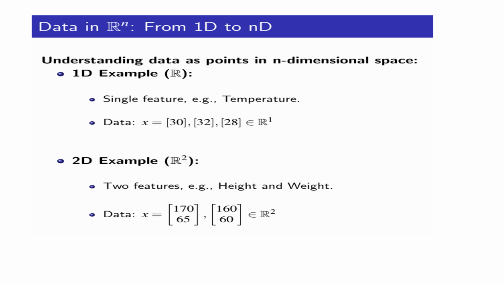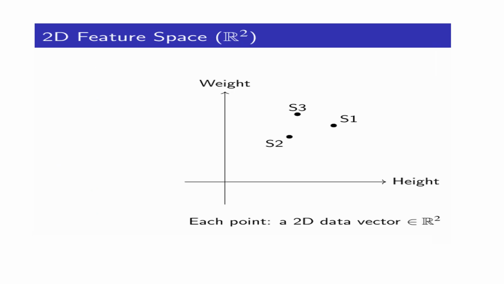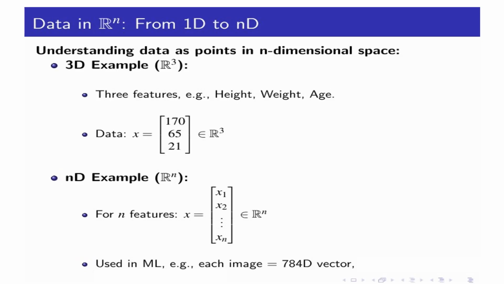We have two features, height and weight. So x is equal to 170, that is the height of a person, and 65 is the weight of the person. So it is an example of 2D. This is represented here in a 2D plane. We have represented the height and weight of three students. A 3D vector will have three features, for example, height, weight and age. So it is represented in a three-dimensional space. And if you have n features, it is represented in an n-dimensional space. Okay, so image vectors and so on will have many dimensions, right? More dimensions than 2D or 3D.